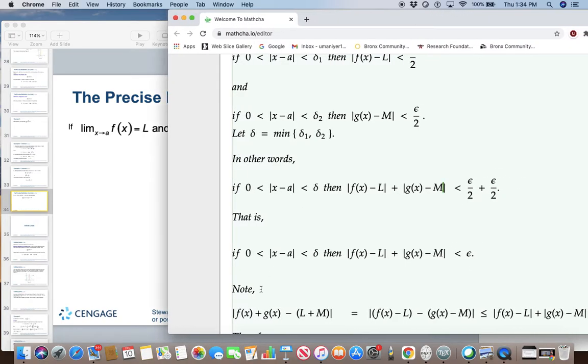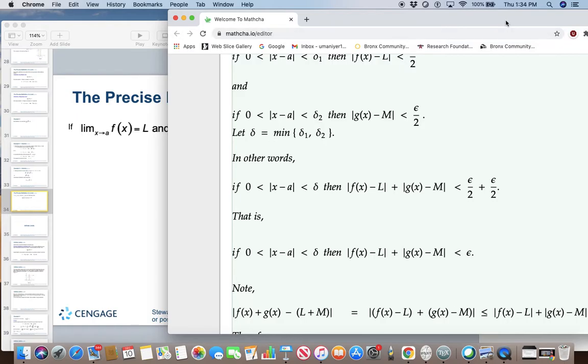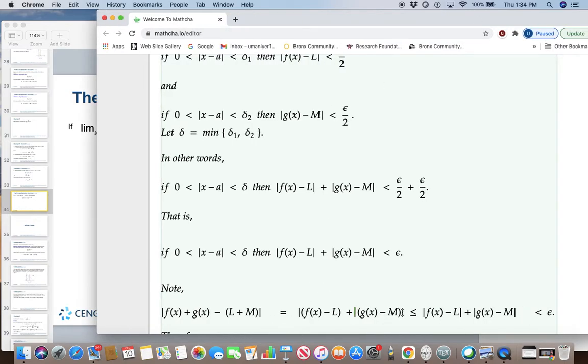Now, let's understand this. You see, I don't want this. This seems to be broken up absolute values. I want one combined absolute value. The absolute value of f(x) plus g(x) minus (L plus M) is nothing but the absolute value of (f(x) minus L) plus (g(x) minus M). So notice the plus. Now, what does this mean? It's still within one absolute value.